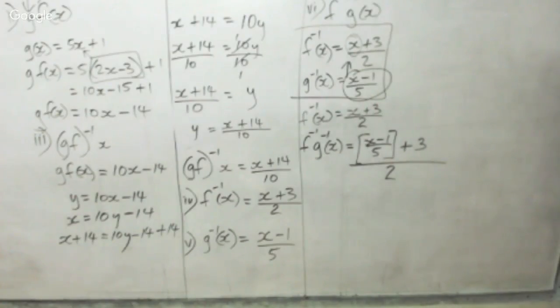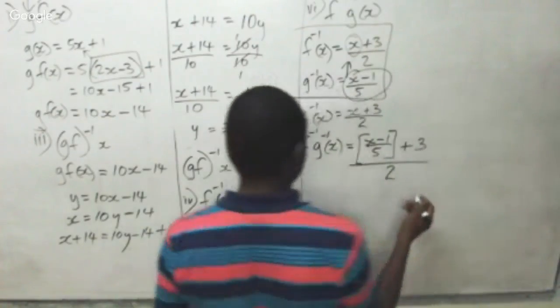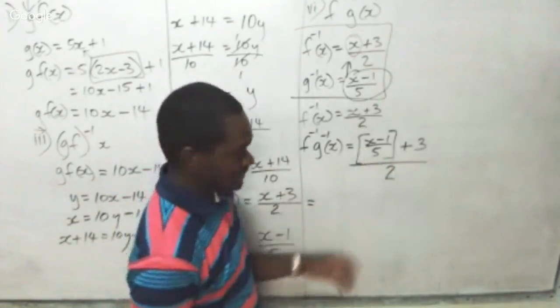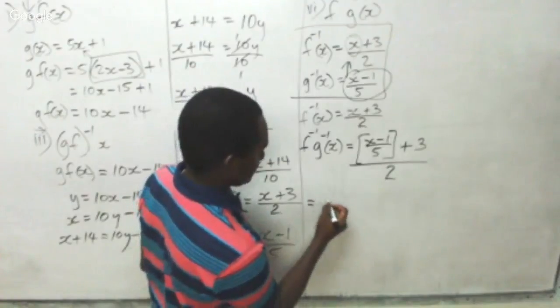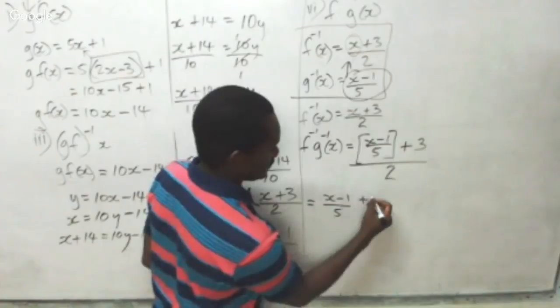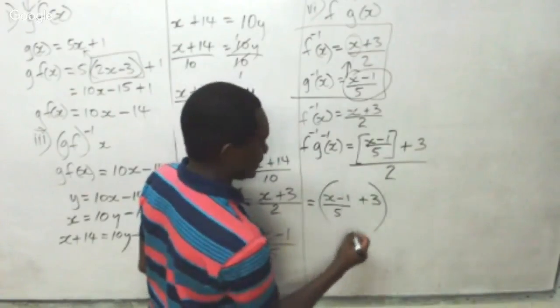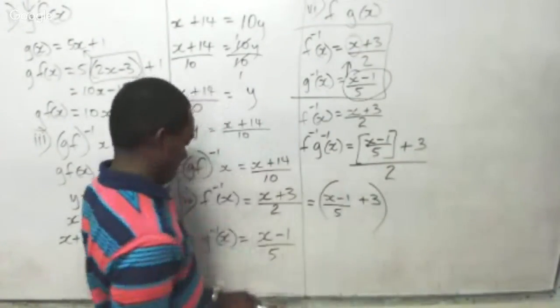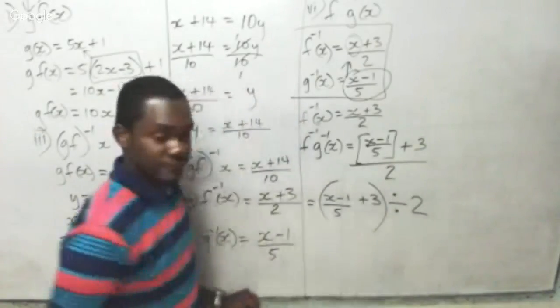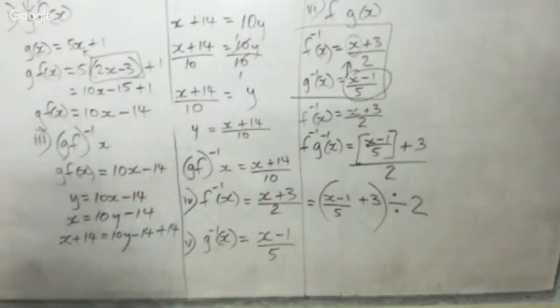So that now, sir, you'll find the LCM. One step at a time, calm down. So I'm going to rewrite it. Since you're freaking out, I'm going to rewrite it. I'm going to write the numerator by itself. So I'm going to write X minus 1 out of 5 plus 3, and put this in a bracket. I'll write it this way so that you don't freak out.